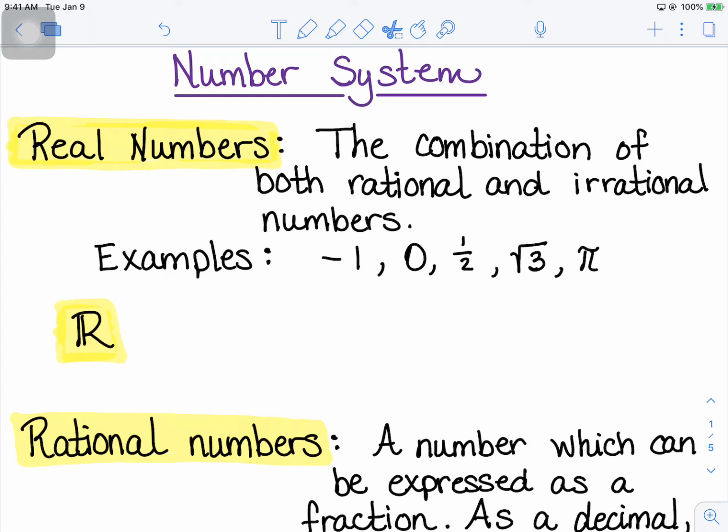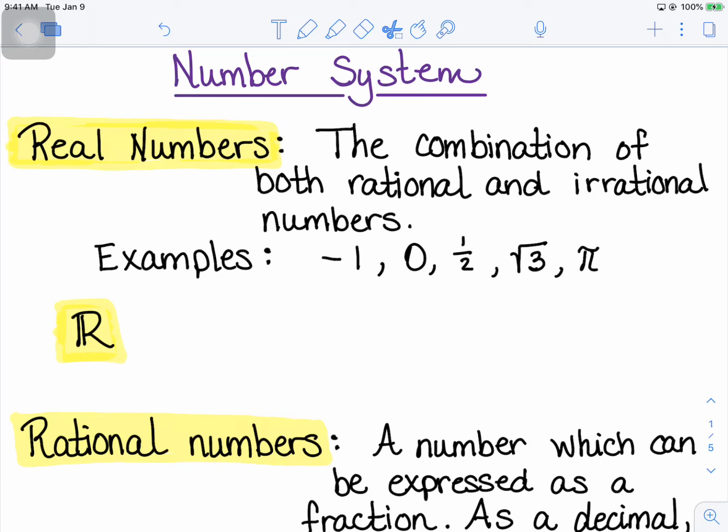Today we're going to talk about the number system. There is a lot of vocabulary in the number system, and it's really important that you understand what each of the categories are in the system. The number system that we deal with in math comprises lots of pieces, and we can categorize numbers in very specific terms or very general terms.